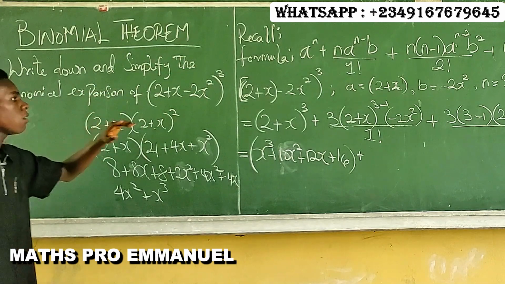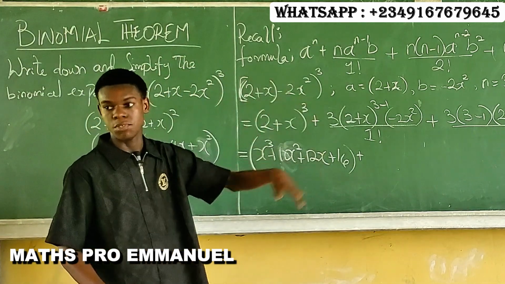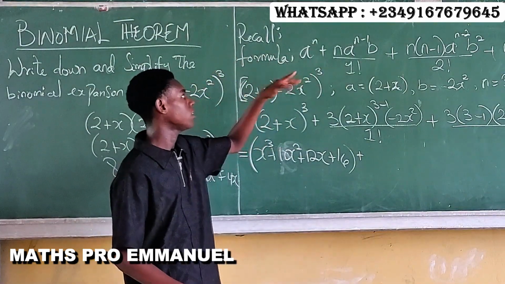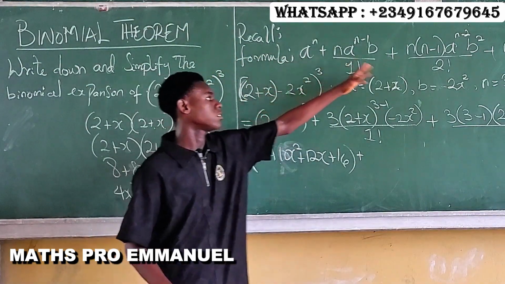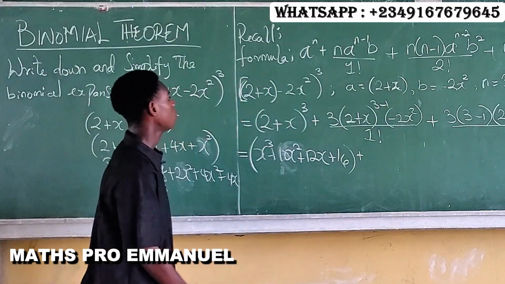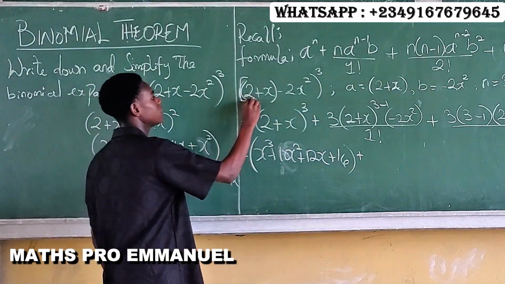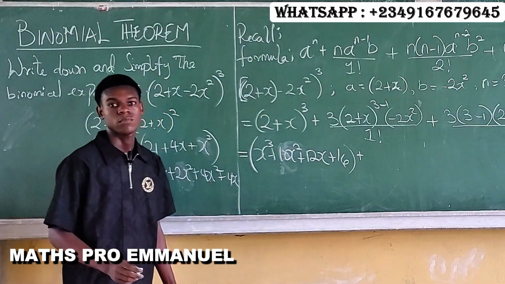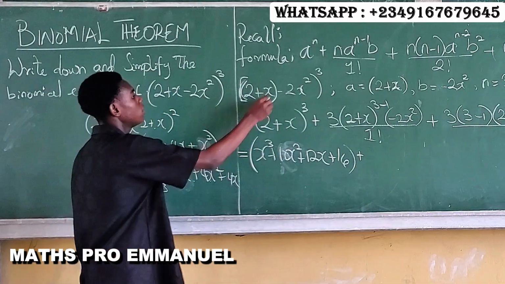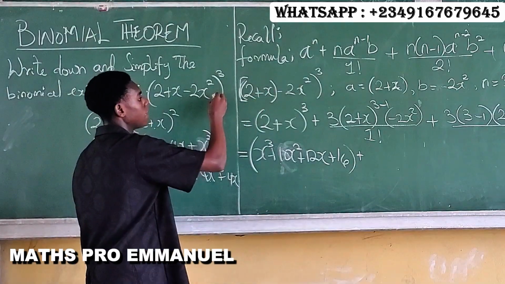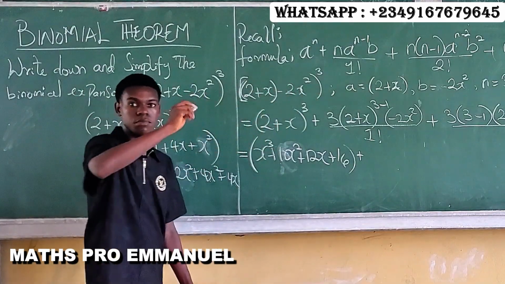So for me to expand this, I'm going to draft out my a, b, and n, because you recall the formula. By my previous video, you know that this is the formula. In my previous examples, I've never done a question that has 3 terms in the brackets. So now when you are given 3 terms, you just take the first 2, and that first 2 should be linear. So this first 2 is my A, and then the next one is my B.